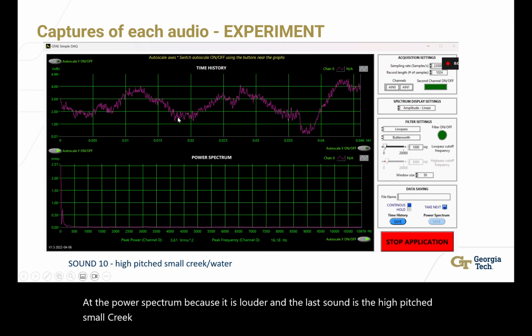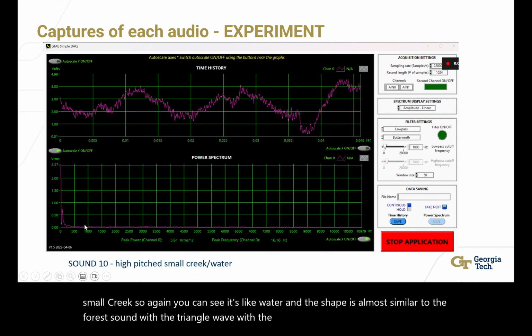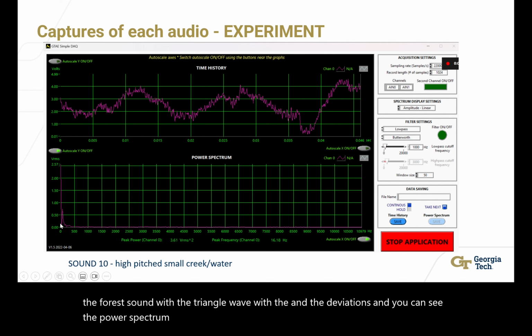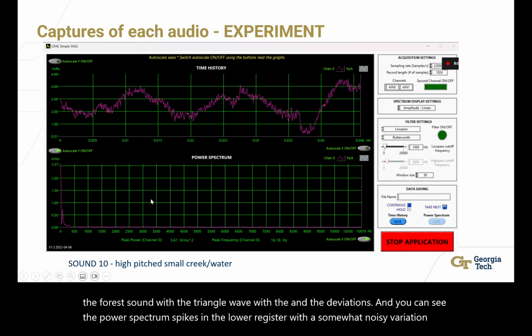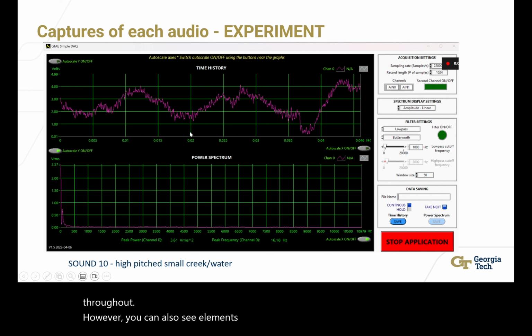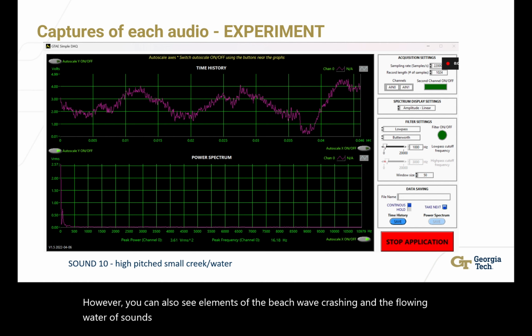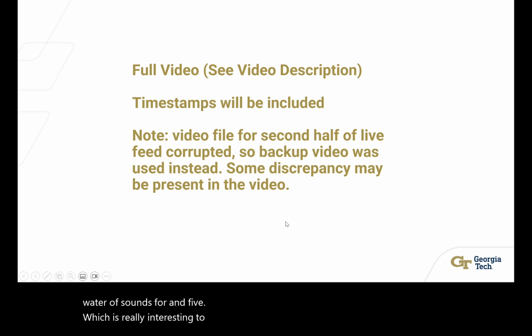So again, you can see it's like water, and the shape is almost similar to the forest sound with the triangle wave and the deviations. And you can see the power spectrum spikes in the lower register with a somewhat noisy variation throughout. However, you can also see elements of the beach wave crashing and the flowing water of sounds 4 and 5, which is really interesting to see that the waters are somewhat similar.